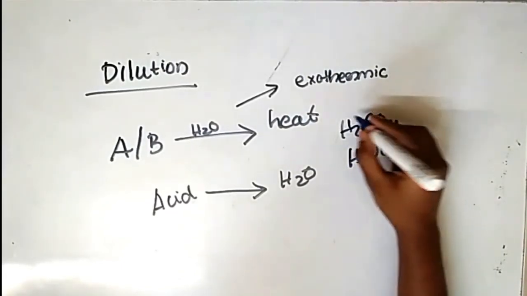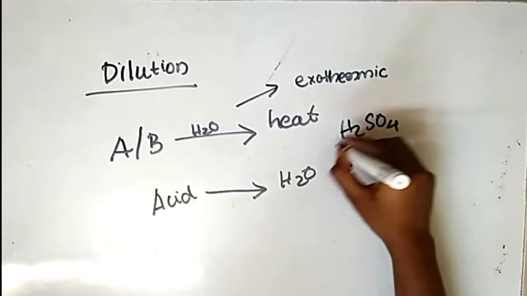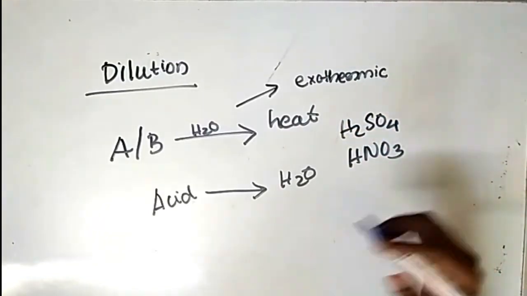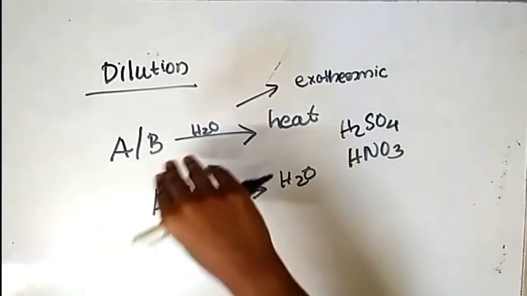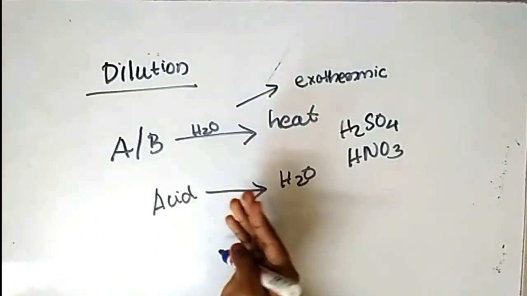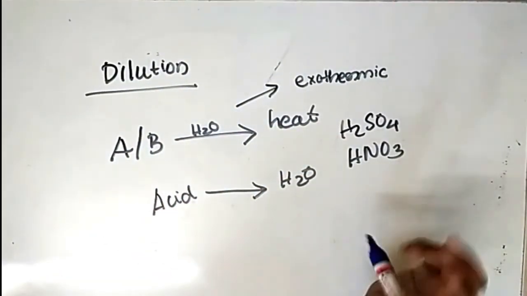So care should be taken while mixing concentrated H2SO4 and concentrated HNO3. While dissolving sulfuric acid and nitric acid, care should be taken because the dilution process of acids and bases is always an exothermic process.